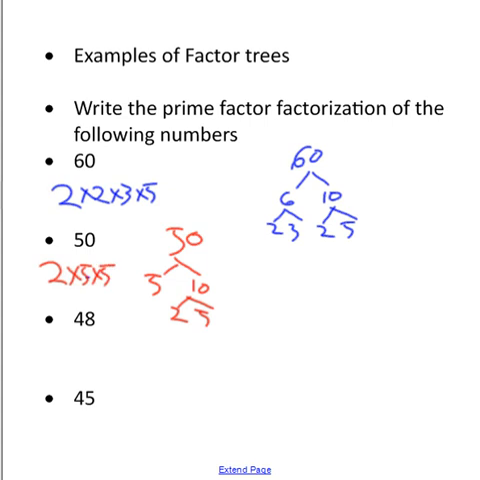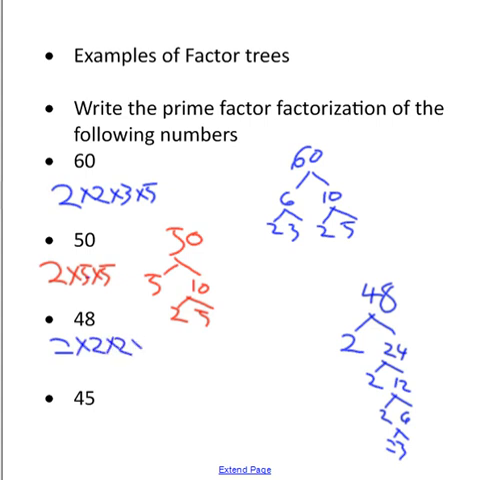Again, try 48 on your own, and then come back. The number 48 can be factored like this. 48 is 2 and 24. 24 can be broken down into 2 and 12. 12, of course, can be broken down into 2 and 6. And 6 can be broken down into 2 and 3. So when we write out the prime factorization, it is 2 times 2 times 2 times 2. That's 1, 2, 3, 4 2s, times 3. All right? And we've got one last one to work on.